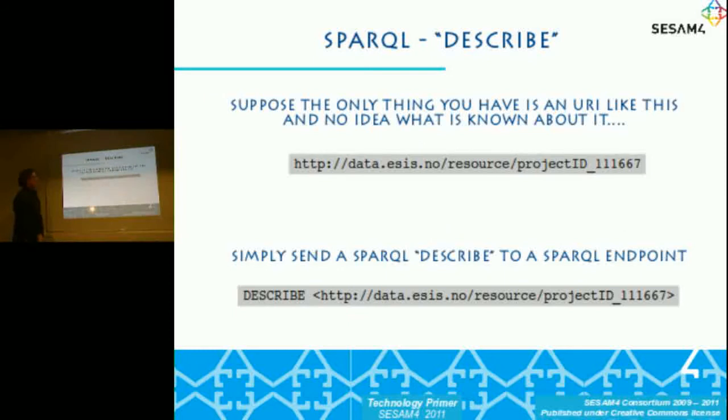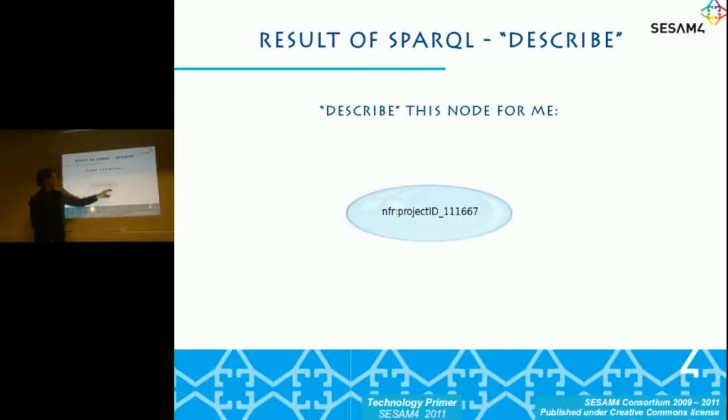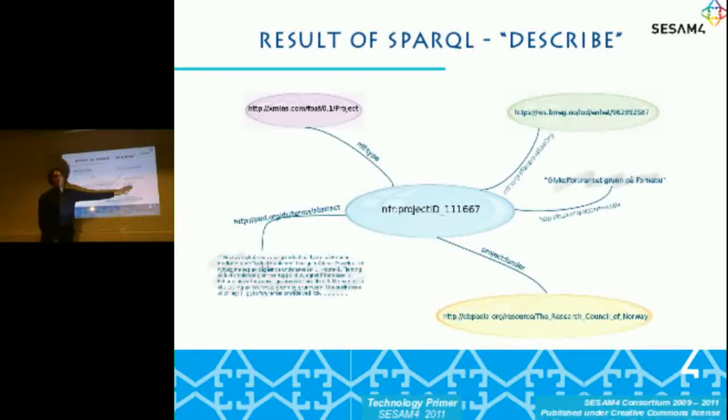So let's go to the describe result type. Suppose you have a URI, you don't know what it is, and you want to know more about this URI. The easiest thing you can do with the SPARQL endpoint is just casting a describe to it with the URI that you have gotten. What you actually do is you give the SPARQL endpoint a node which you don't know anything about, and the SPARQL endpoint will return you the graph around it.